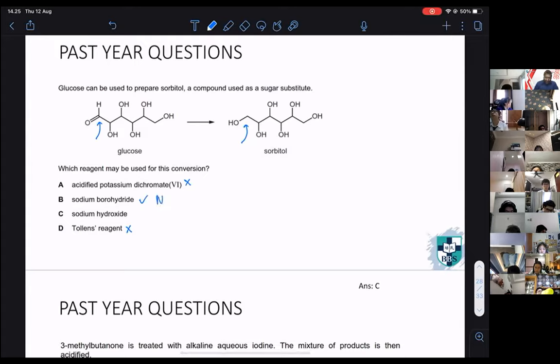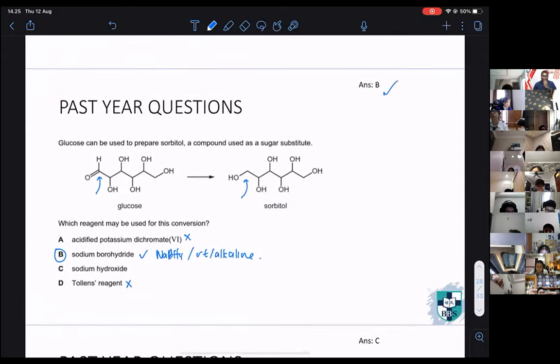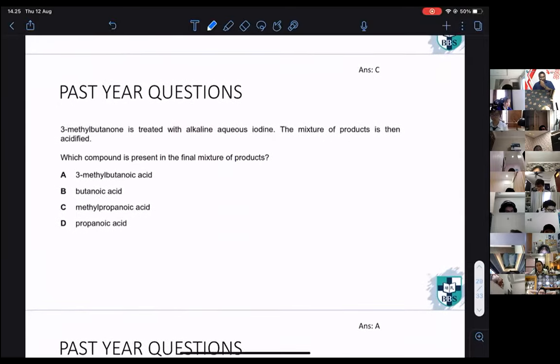So this is NaBH4. And what are the conditions you must know by now? Yes, it's room temperature, alkaline. So that's why the answer is B. Quite easy. The answer is all given there. You can just check. Okay, the next one.